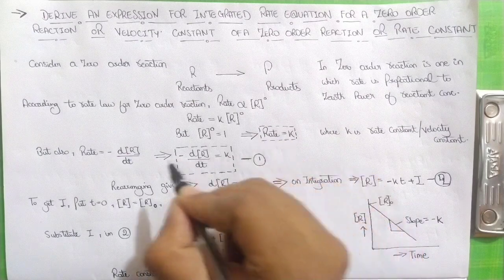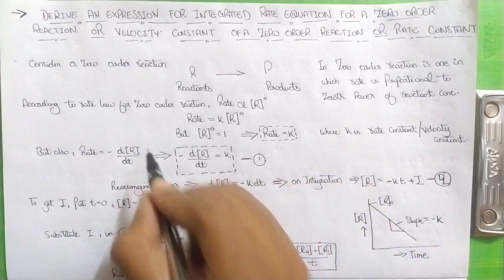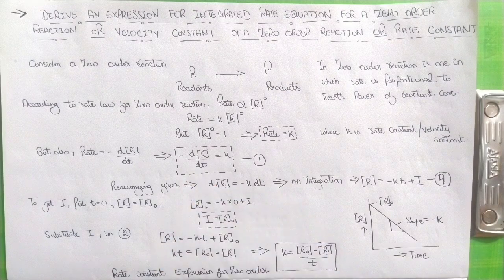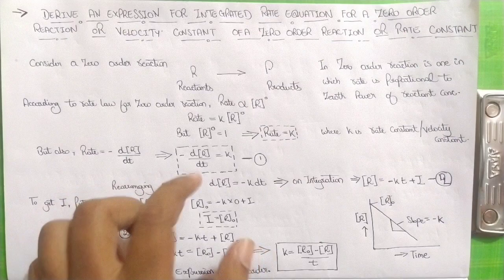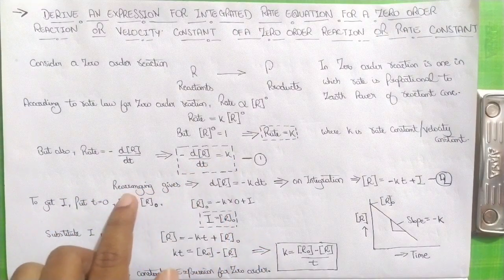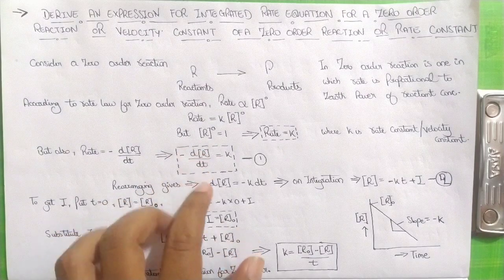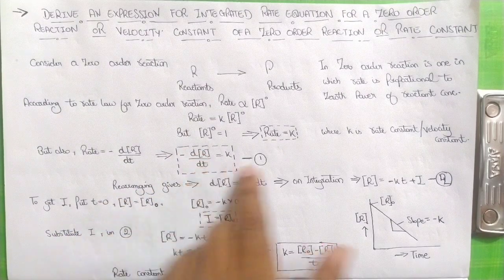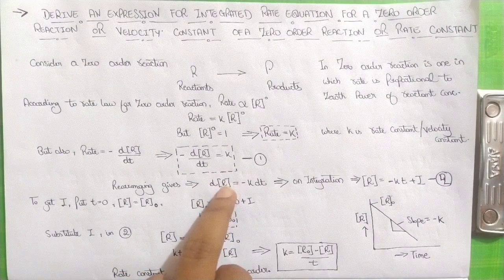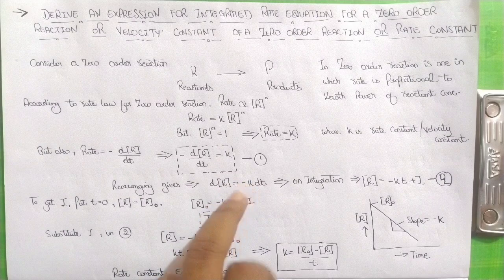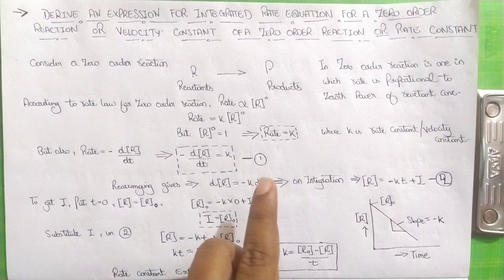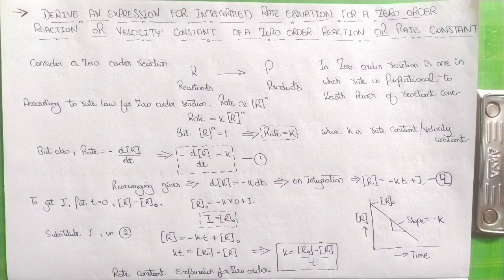Now substituting, this equation is equal to this equation, that's nothing but minus d[R]/dt is equal to the constant K. Now rearranging this equation, in the sense, take this dt to the other side, that gives you d[R], the reactant concentration, is equal to minus K dt.